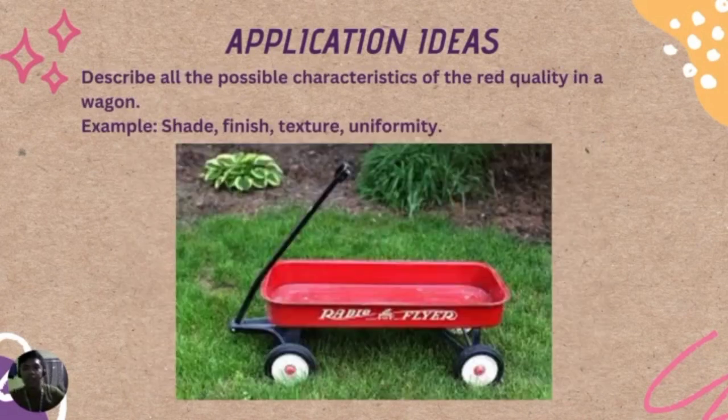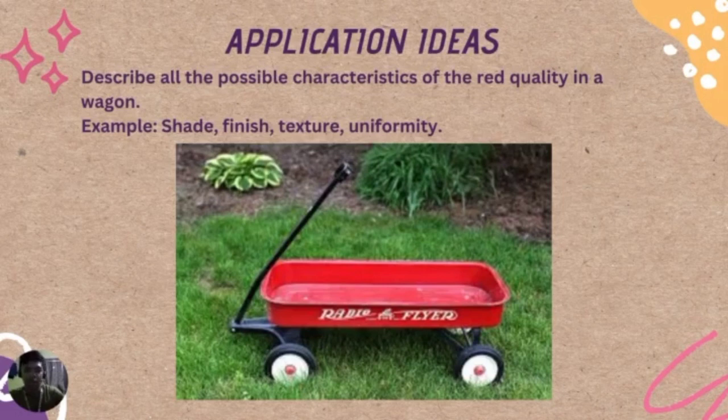So the next application idea is describe all the possible characteristics of the red quality in a red wagon. So you can easily elaborate what is the red quality in a wagon. If you see a red wagon, you can easily elaborate on the red shade, the red finish, the texture, and the uniformity. So that's all about the elaborate criteria in the Torrance framework.